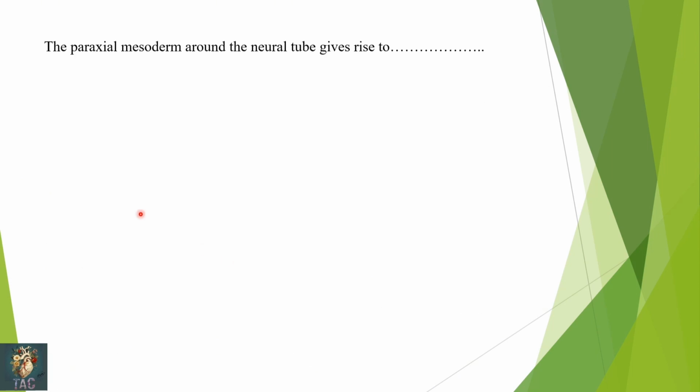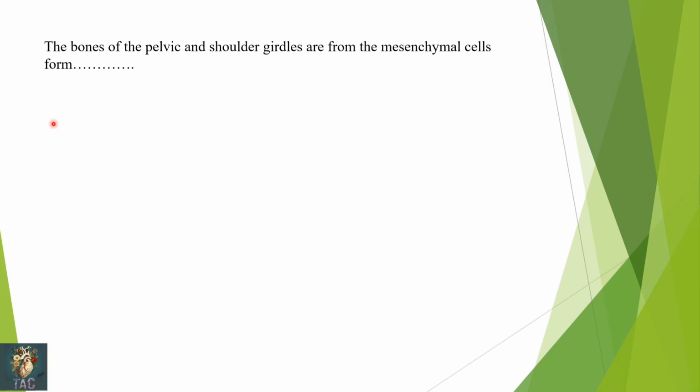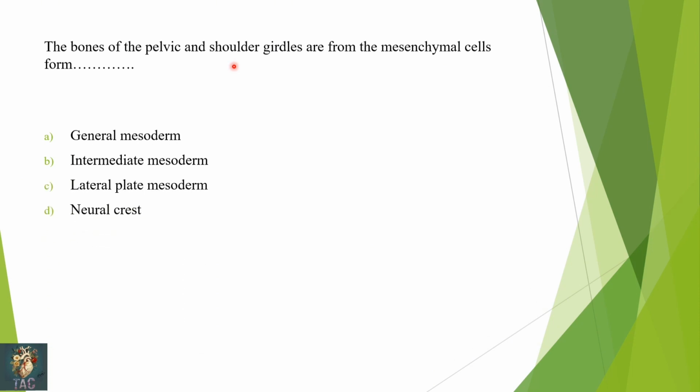Next is, the paraxial mesoderm around the neural tube gives rise to either dermomyotome, the ectoderm, the neural crest, the sclerotome, or the somites. So we all know that the paraxial mesoderm forms the somites around the neural tube, and this is the answer. Next is, bones of the pelvic and the shoulder girdle are from the mesenchymal cells from the general mesoderm, the intermediate, lateral plate, the neural crest, or paraxial. So the answer is the paraxial mesoderm, and this is the correct option.